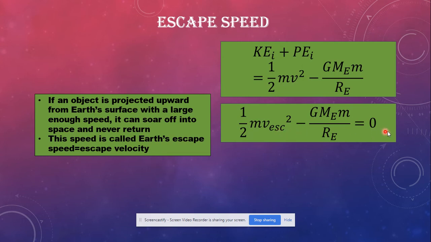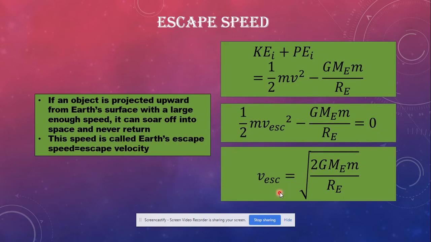So rearranging these expressions, you can get the equation of escape velocity, which is equal to the square root of 2G, where G is the gravitational constant, ME is the mass of the earth, M is the mass of the planet or any object that interacts with the earth, divided by the radius of the earth. So this is escape velocity.